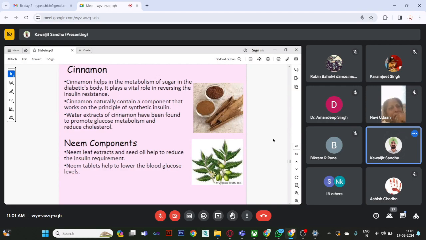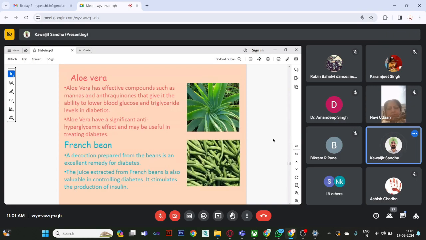Neem components. Neem tablets are available in the market, and they are also beneficial for diabetes. Aloe vera is very good, very effective for lowering blood glucose levels. So it has a lot of hypoglycemic effects. French beans, yes, we consume these, and more should be consumed because they have also been found beneficial in the treatment of the disease.